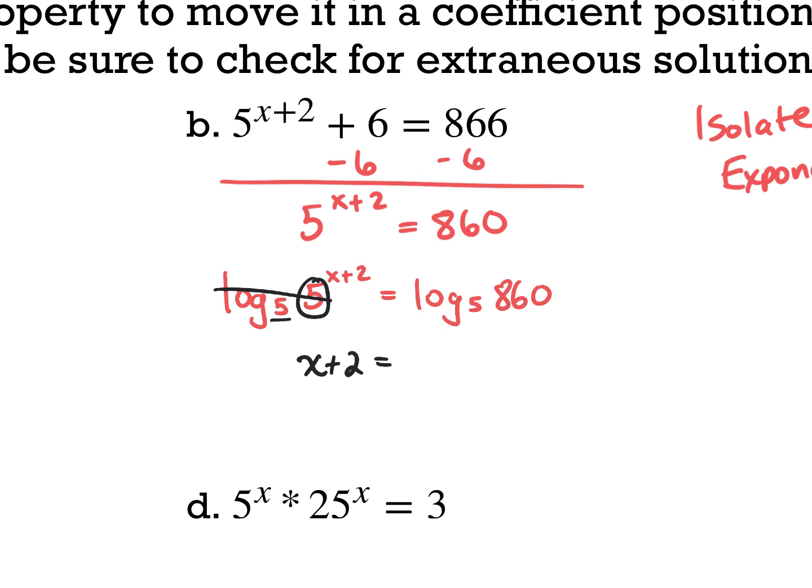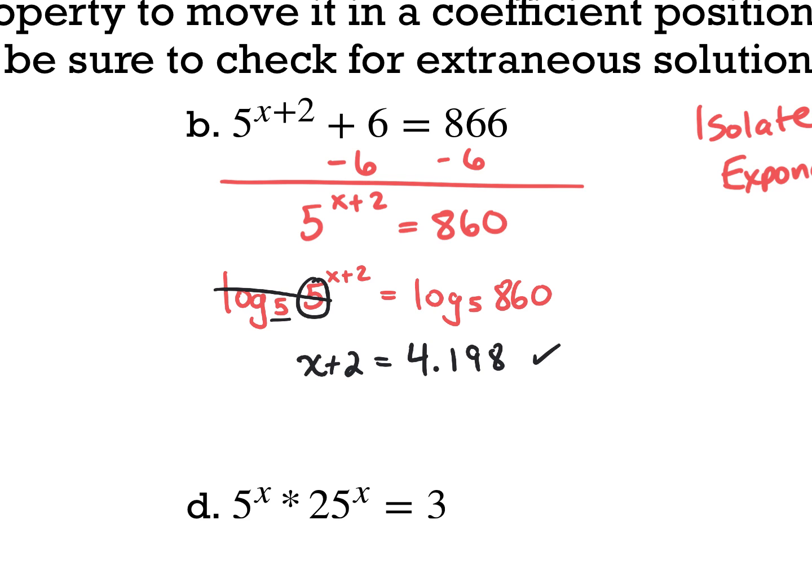And over on the right, we would assume this to be a calculator problem. We can use the change of base formula to find that log base 5 of 860 is actually 4.198. Now, as a sanity check, I think it's always worthwhile to make sure your answer makes sense. We know that 5 to the third is 125. We know that 5 to the fourth is 625. So this answer does make sense. It's a little bit more than 4, and 860 is more than 625.